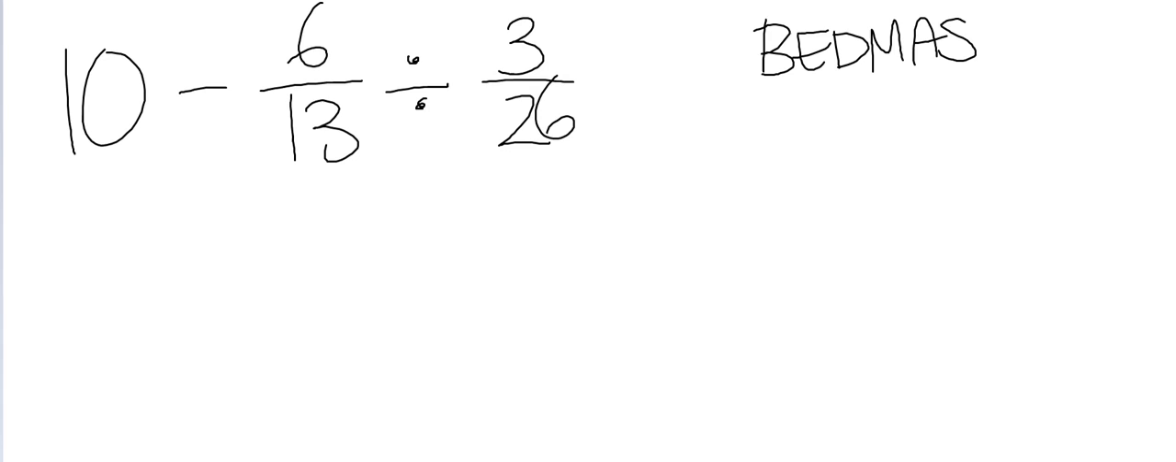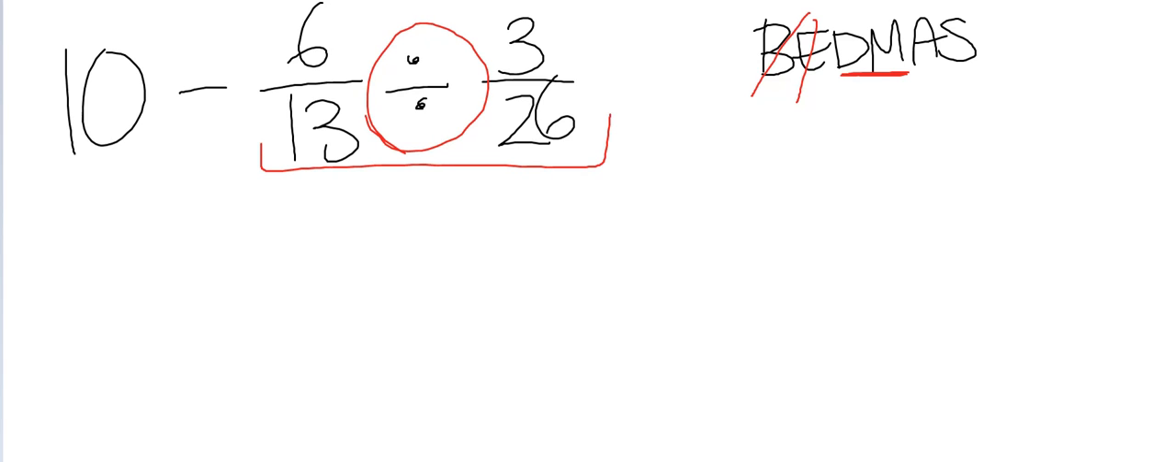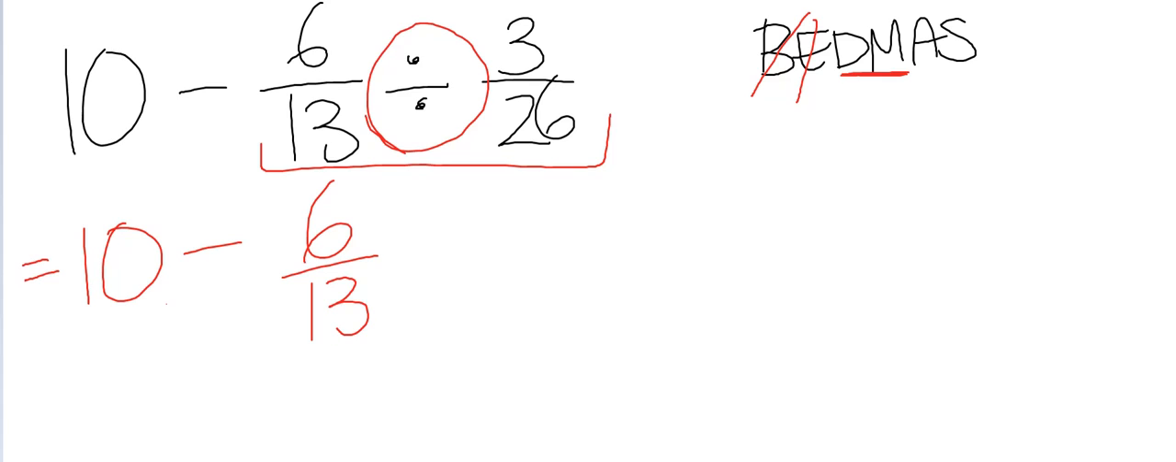Now let's put everything we learned into one final question. BEDMAS: brackets, exponents, division, multiplication, addition, and subtraction. So we need to see if there are any brackets first. We don't have any brackets. We don't have any exponents. For division and multiplication, we do have a division over here. So we need to solve this section first. So in order to do this, we need to be able to flip it. The reciprocal. So 10 minus 6 over 13, change the division to multiplication, and then flip the second fraction.